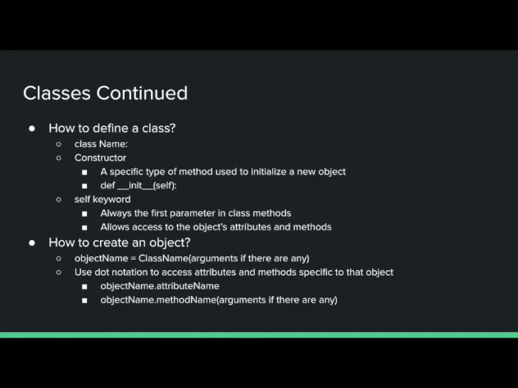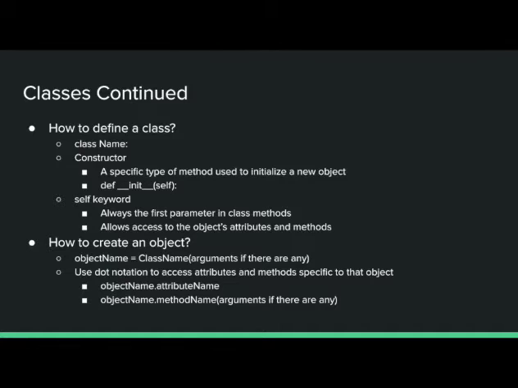This keyword self is really important. It's always the first parameter in any class methods, and you always need it there, because it allows access to the object's attributes and methods. So don't worry if this sounds confusing now. Hopefully it'll make more sense when I show you the example. And so, how to create an object.